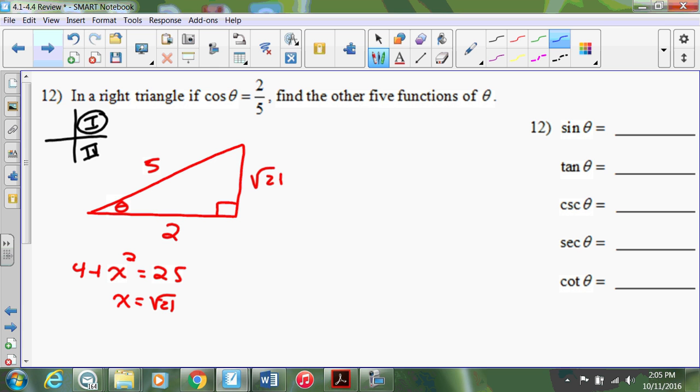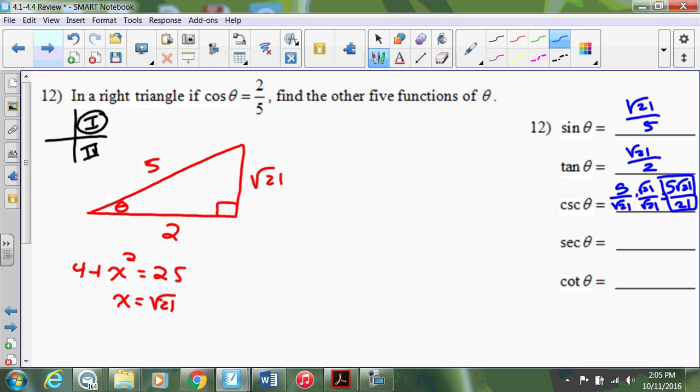All right, so here we go. Sine is opposite over hypotenuse, so that's going to be root 21 over 5, and everything in the first quadrant is positive. We don't have to worry about our signs. Our tan is going to be opposite over adjacent. Our cosecant is the flip of sine. Then we're going to want to rationalize that to be 5 root 21 over 21.